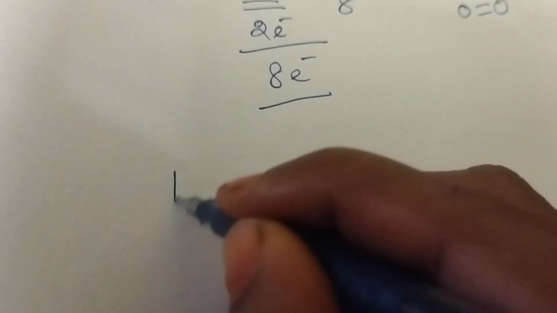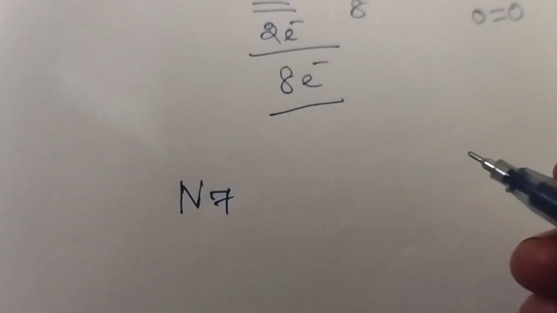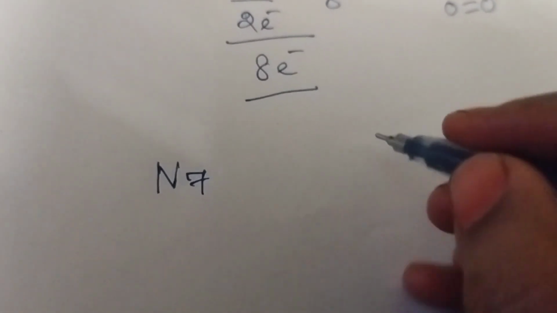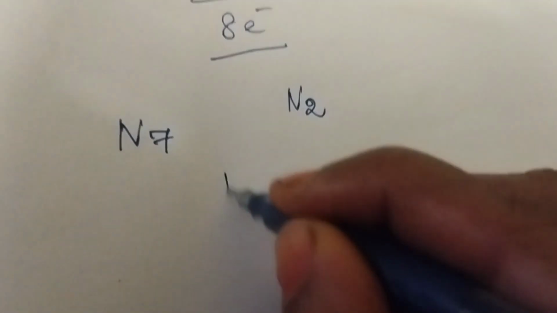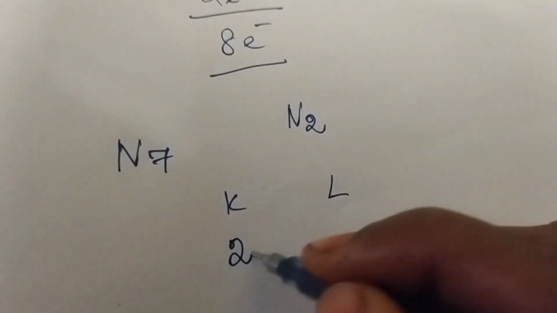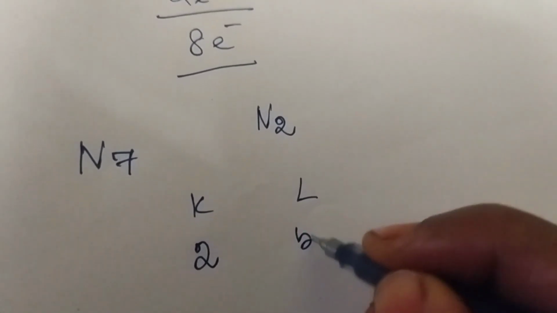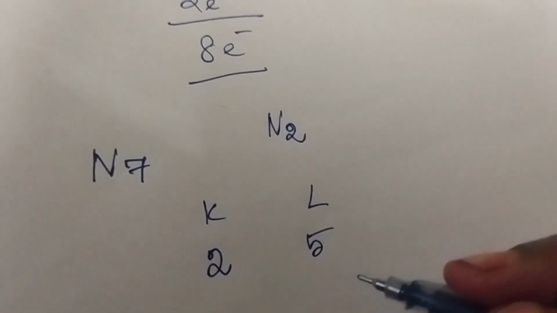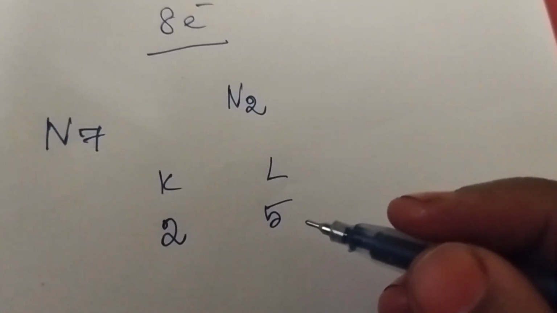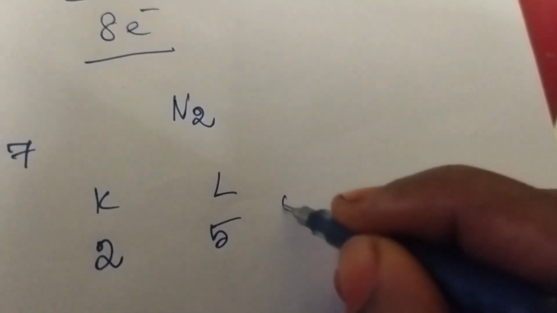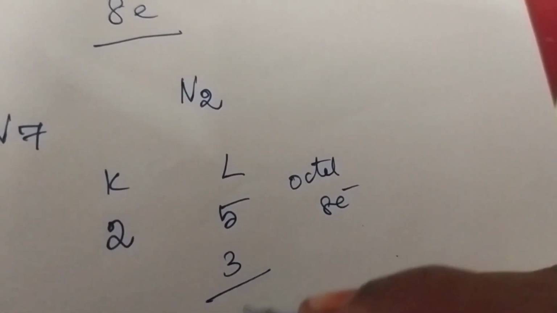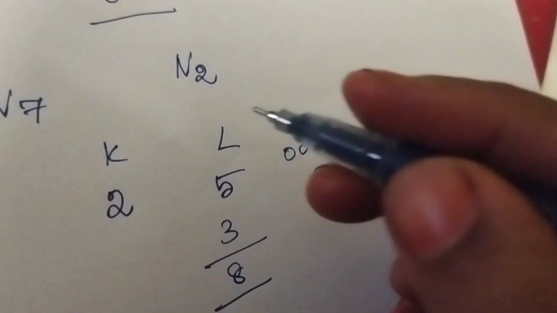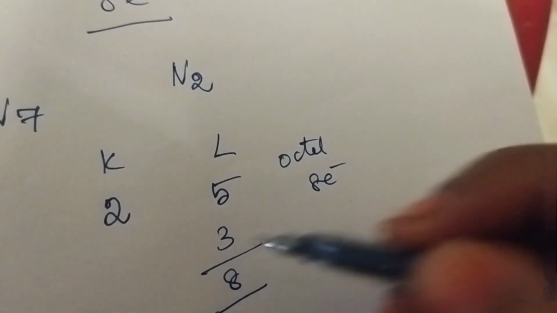Now another molecule, nitrogen, we are going to see. For nitrogen, the atomic number is 7. Okay. Here we are going to form the N2 molecule. Nitrogen 7 means K shell, L shell. The K shell contains 2 and the L shell 5. So totally 2 plus 5, 7 electrons it contains. To get an octet, how many electrons should it have? For an octet, 8 electrons. So if we add 3, totally 8 will come. So in nitrogen we are going to share 3 electrons.